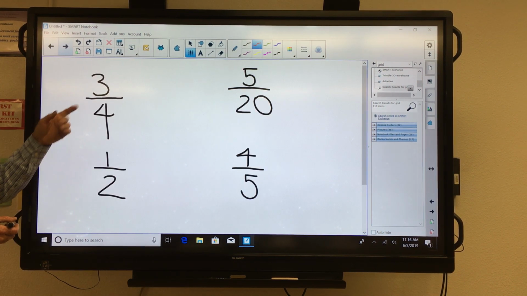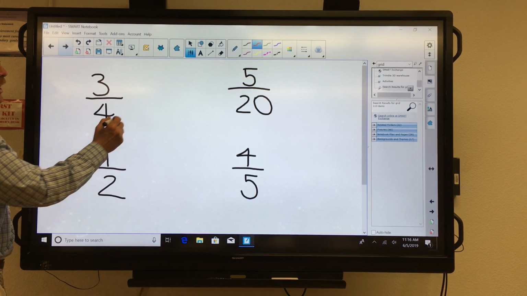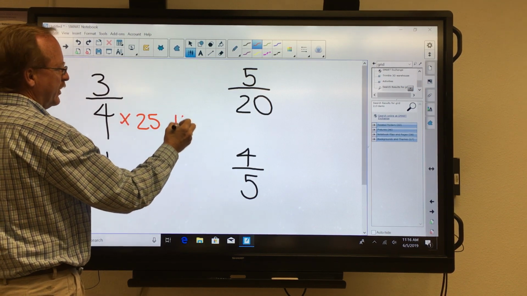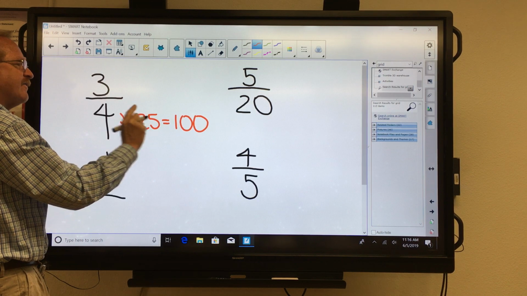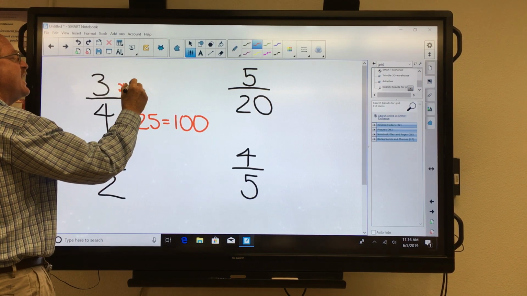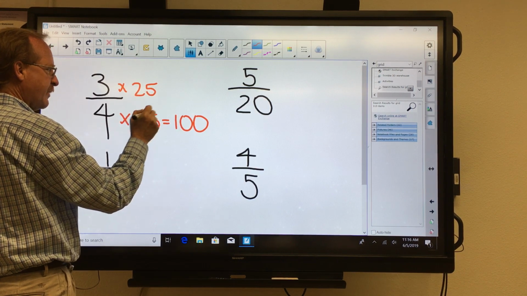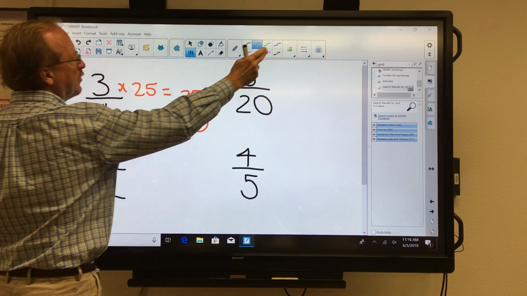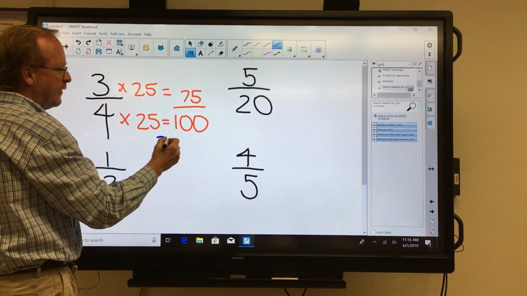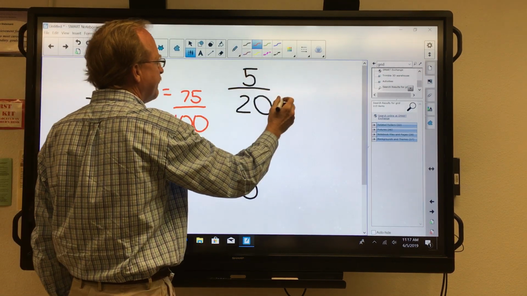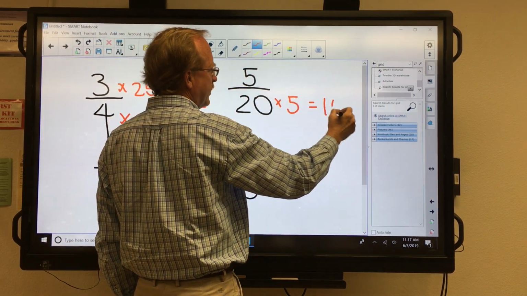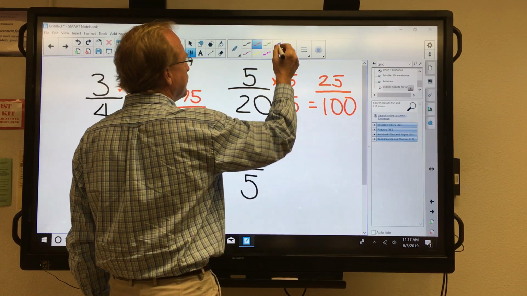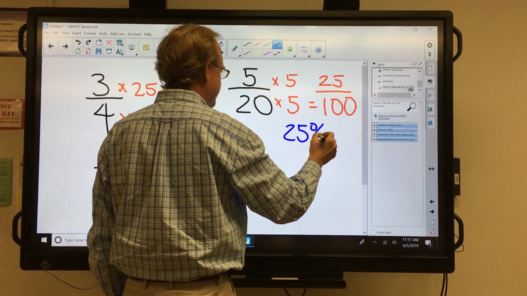Here I have some examples. 3 over 4. Here's what I want you to do. I want you to multiply the bottom number, the denominator, by whatever number will get you to 100. So in this case, 4 times 25, that'll get you 100. And then do the same thing to the top. If I multiply by 25 here, multiply by 25 here. And you can see, oh, 75 over 100. And we're back to where we were on the previous page. That's 75%. If I go times 5 here, that'll give me 100. If I go times 5 here, I have to do it the same. That gives me 25 and 25%.